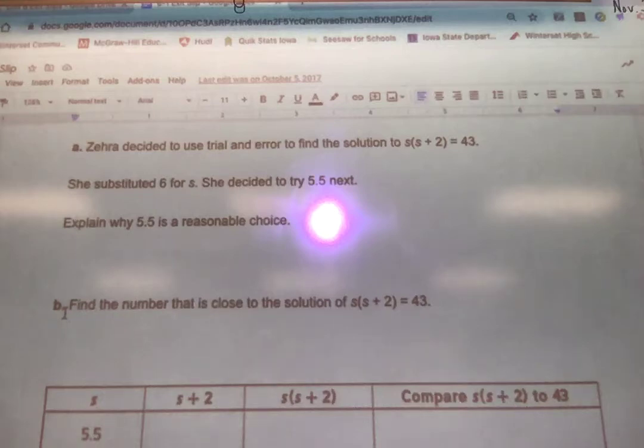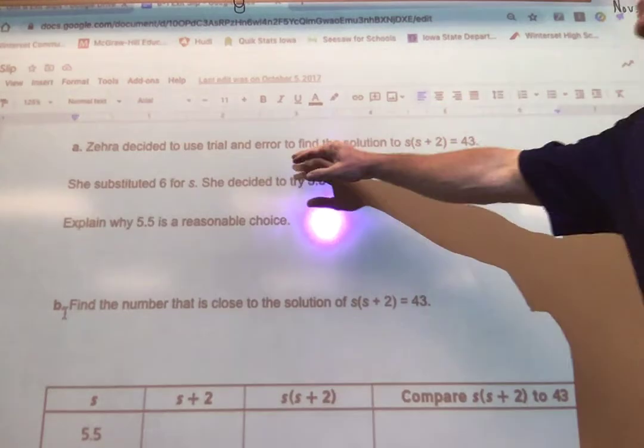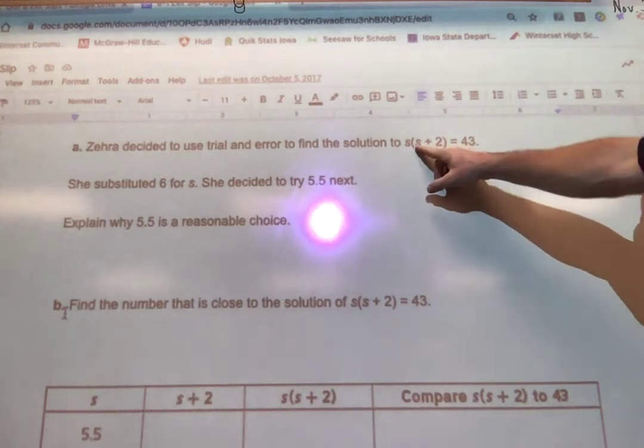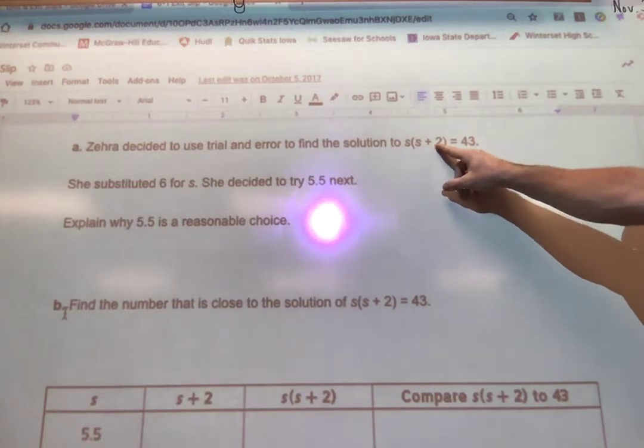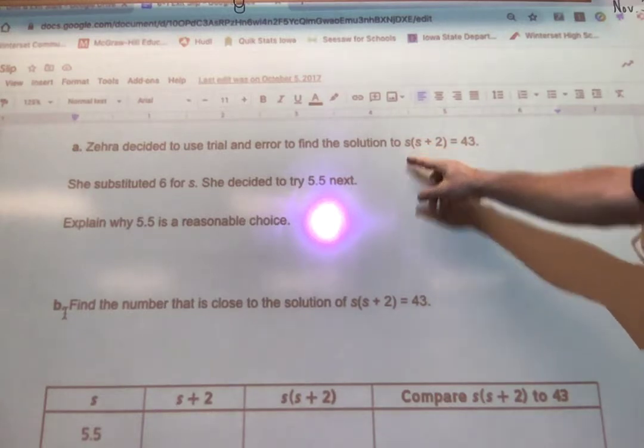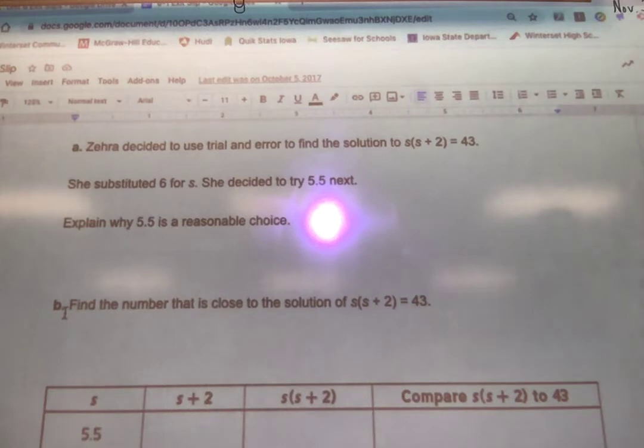Right, lesson 6.1, guys, we are using substitution and trial and error to approximate solutions to equations. So in this case, Zara has decided to use trial and error to find the solution to s times the quantity of s plus 2. And we know with order of operations, we'll do the s plus 2 first, and then take it times s. And we want to get close to 43.